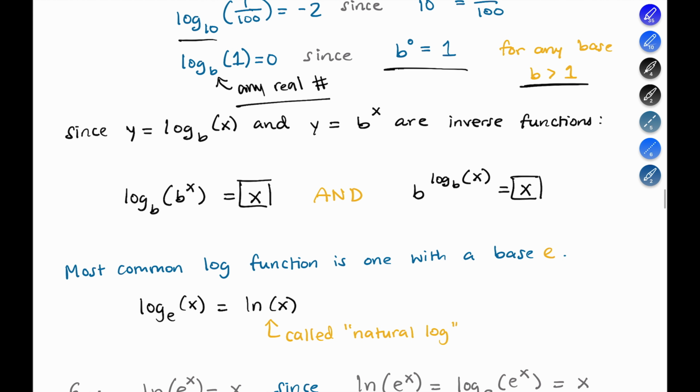So the most common log function is one with a base e that we learned about earlier. And so we have a log base e instead of an integer value. It's just going to be log base e of x, and we have a specific notation for that. It's called ln of x, or the natural log.